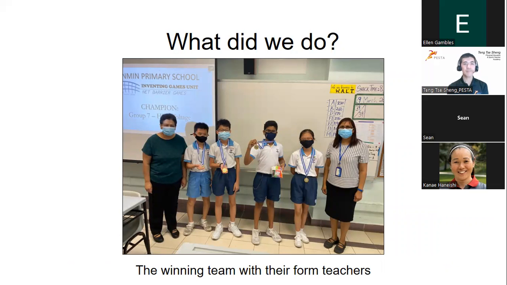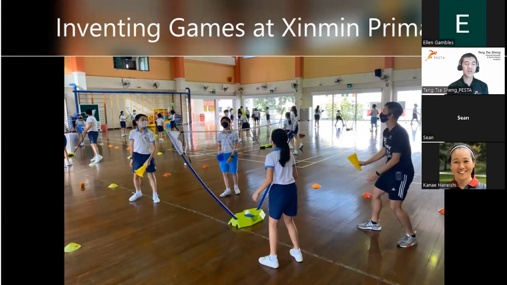So what did we do? Before I show you a short clip on what we did in class, this is a photo of the winning group, proudly showing off their medal, having a photo taking session with their form teachers. And in inventing games, we do have a winner. We got the students to vote for the most creative and fun games, and we present them with prizes and so on, just to have a little fun over the experience. So this is a 2.5-minute video of the 8 lessons that we have done, just to give you a little idea of what the whole inventing games idea is about.